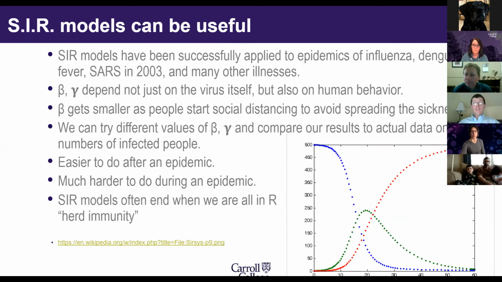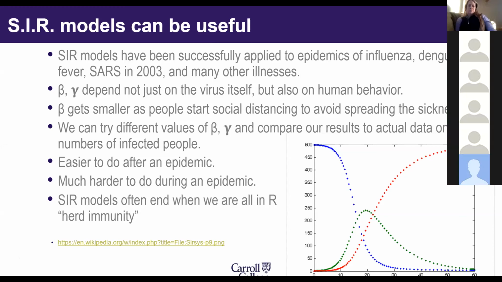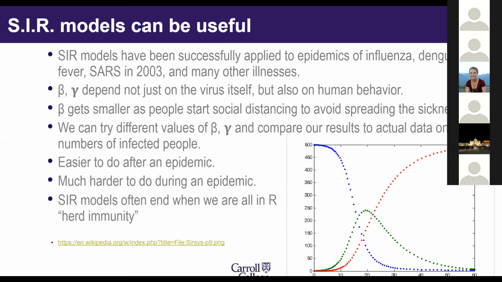I guess what I find most amazing is, this is a really fairly simple model, and yet it has been used very effectively. There have been cases where epidemics of influenza or dengue fever, SARS in 2003, people have used models like this in order to explore and to see what's going on there and to see what has happened. But the important thing to remember is when we're doing this, we've made some really big, really simplifying assumptions. These numbers, these beta, the getting sick rate, and gamma, the getting better rate, these depend on a lot more than just the biology of the virus itself, but also on human behavior.